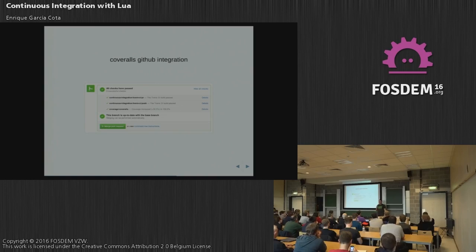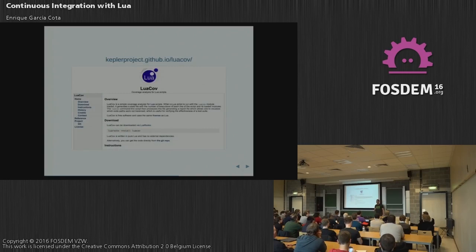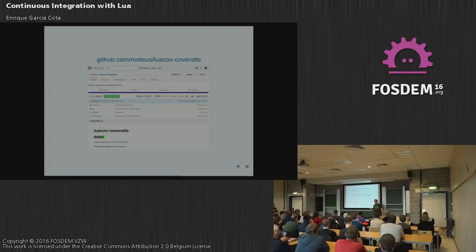An important thing to mention is that Coveralls itself is a presentation tool. It doesn't really calculate the coverage. You have to pass it some kind of JSON, and then it does its thing. It presents. So how do you do that? You use something called LuaCov, which is the standard coverage tool for Lua, but Coveralls doesn't understand the output format of this thing. So you have to pass it through another project called Lua Coveralls, which basically translates and sends it to the server of Coveralls.